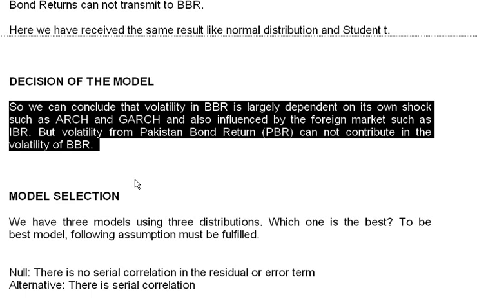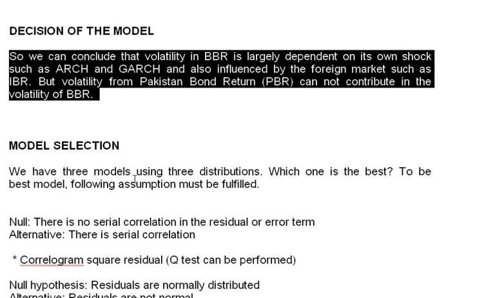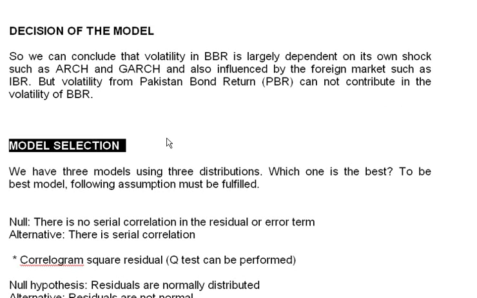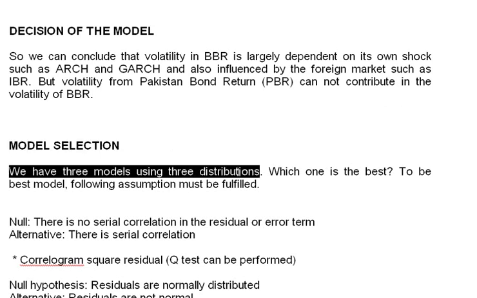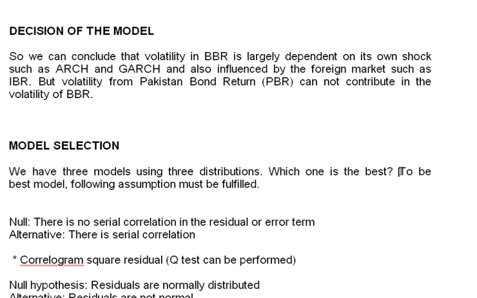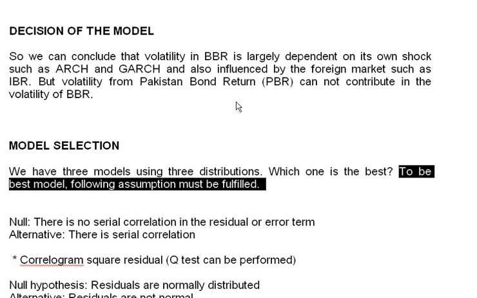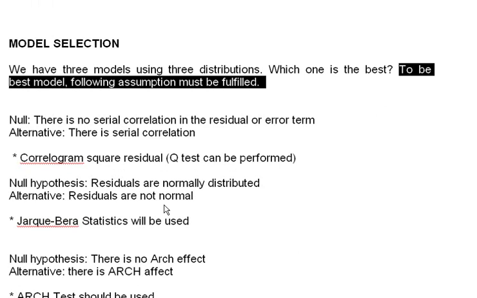Okay, now we have to select the model because we have estimated three models using three distributions. So which one is the best? We have three models using three distributions. Which one is the best? To be the best model, the following assumptions must be fulfilled. So here we have three assumptions.